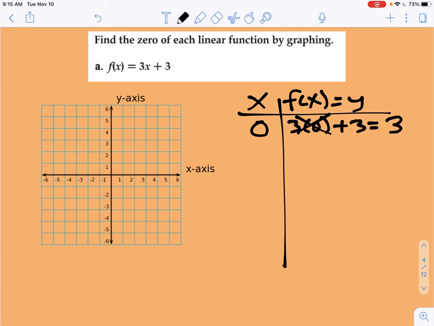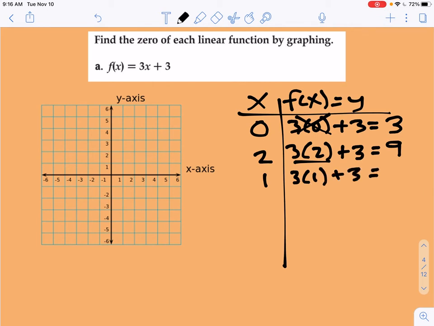All right, let's try another point. So if I use 2, and I go 3 times 2 plus 3, that's going to give me 6 plus 3, which is 9. It's a little big for my graph. So let's try 1. All right, so 3 times 1 plus 3. And you'll get better at this the more you do it. And that gives you 6. That will just fit on my graph.